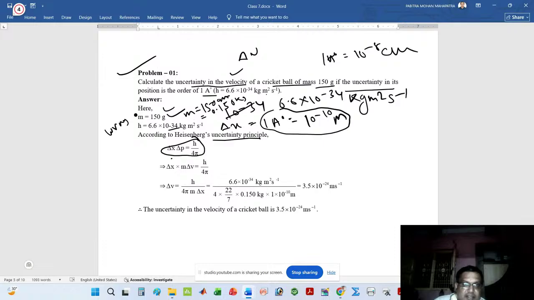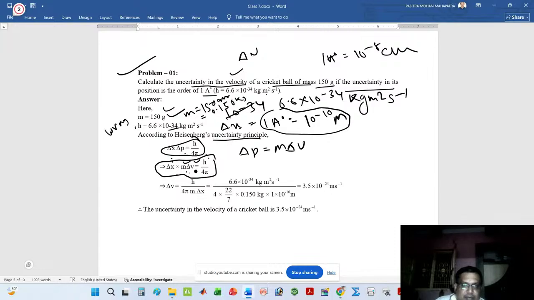Your mass is given, h is given, del x is given. Now put the value. We know that del x into del p is equal to h by 4 pi. Del p is equal to how much? M into del v. Now put this. Here I can write del x into m del v is equal to h by 4 pi. Now put the value of m, del v, del x.